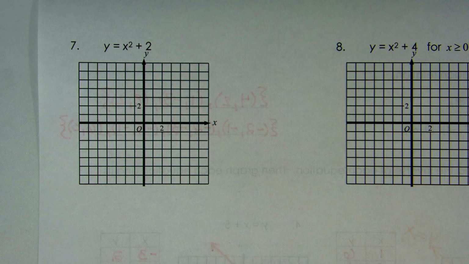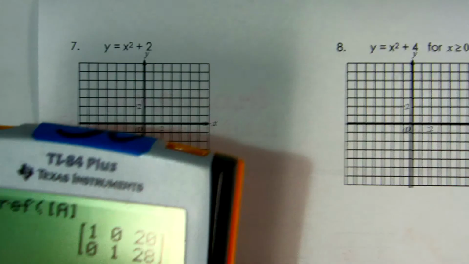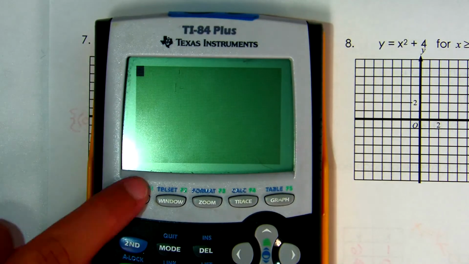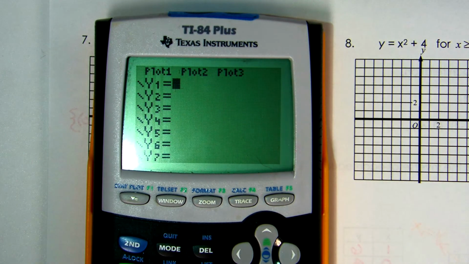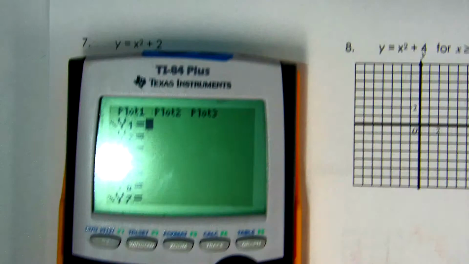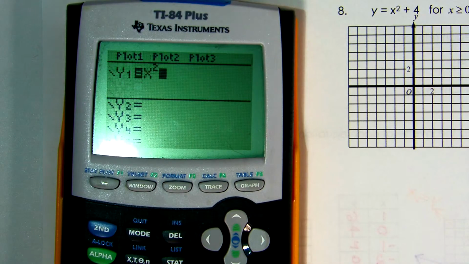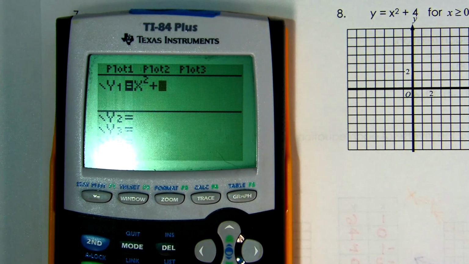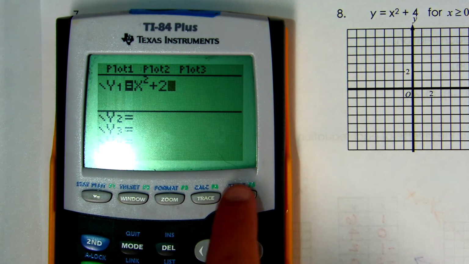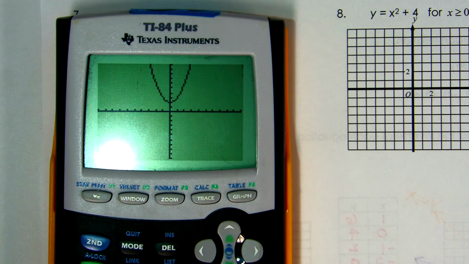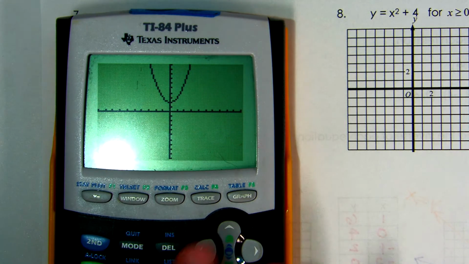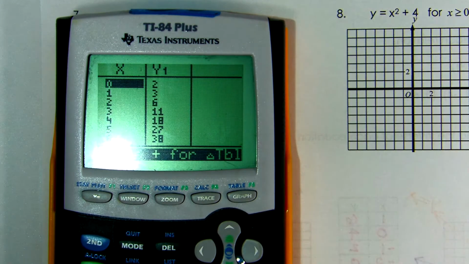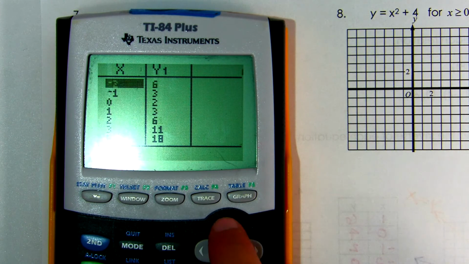I'm going to grab a calculator. In my calculator, I'm going to hit y equals, and I'm going to put the equation into the graph. I have x squared plus 2. Then I'm going to hit graph so that I can see what it looks like. It makes a U. Now if I hit second graph, I can find the table so that I can plot some points on my graph.